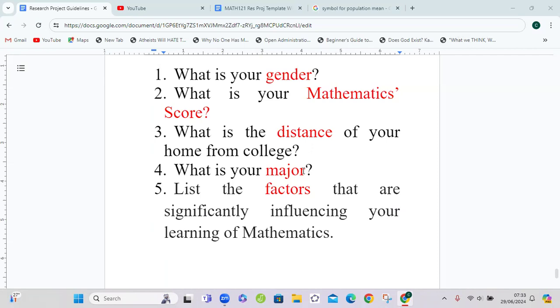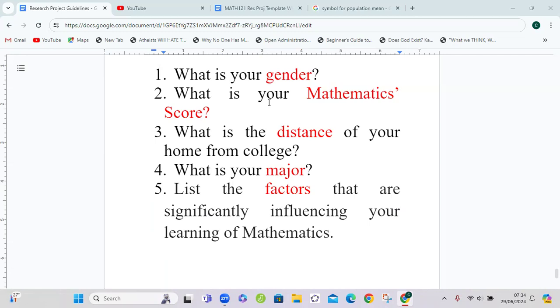What are the factors significantly influencing your learning of mathematics? So the respondent will list the factors because you have a research question: what are the factors that influence the learning of mathematics? So apart from doing a Google search and so forth, you can also ask respondents so that you can collect data on that particular variable, empirically answering research questions.